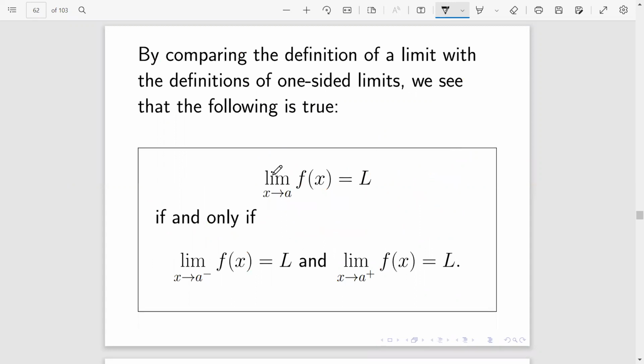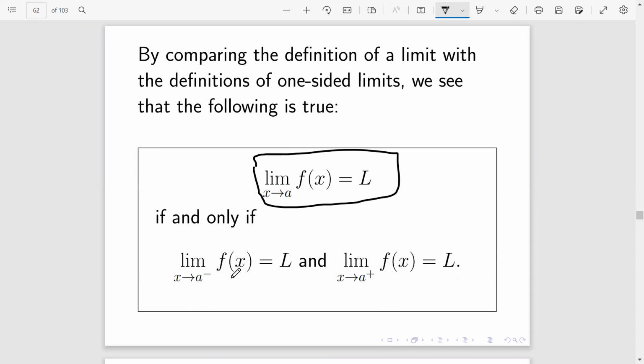So for us to say that the limit exists, or that the limit is equal to L, the left-hand limit must be equal to L, and the right-hand limit must also approach L. Meaning if you take the values of x that are smaller than a and keep on increasing them toward a, the x values approaching a from the left, the y values are approaching L. And again, if you look at the values of x that are greater than a and keep on reducing them to approach a, the x values approaching a from the right, the y values are also approaching L.